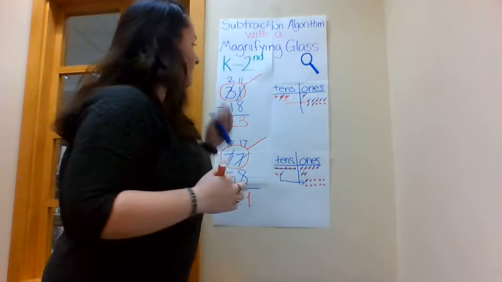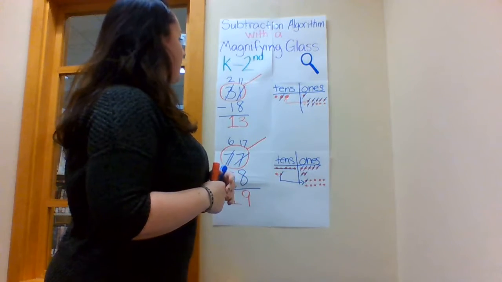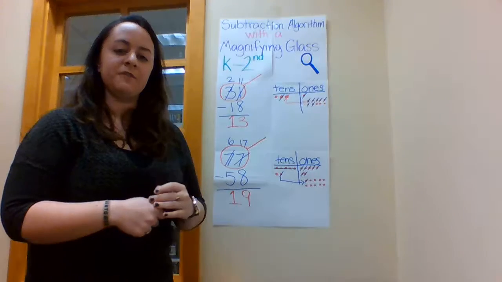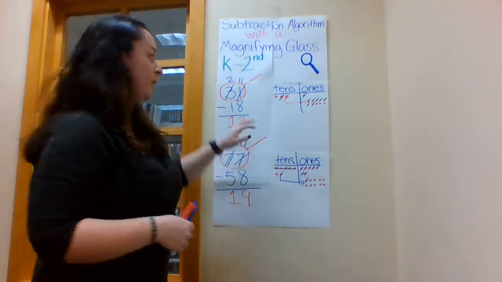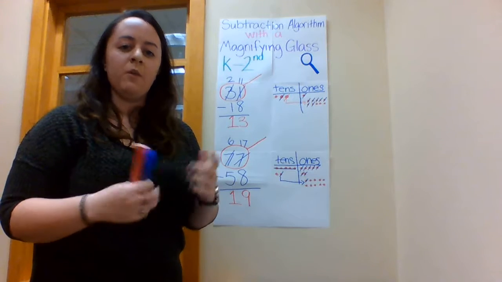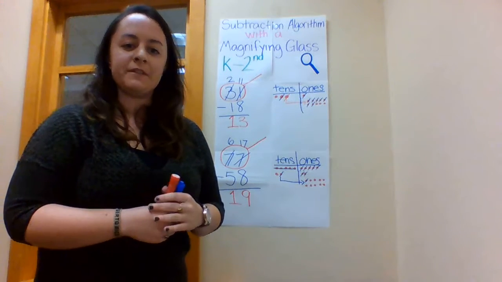Okay, so there's the examples. The strategy, again, is just to help with the visual aspect for students so that they can really see what's happening when they are regrouping and decomposing numbers when they're subtracting multi-digit numbers.